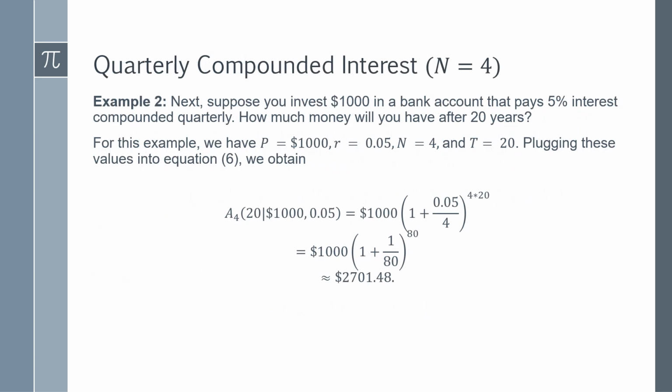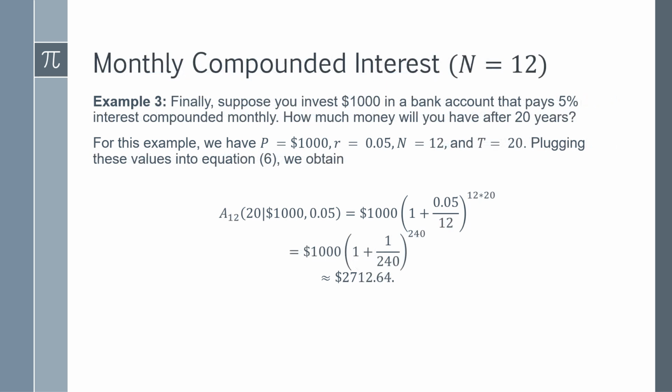So for our second example, suppose you invest $1,000 in a bank account that pays 5% interest compounded quarterly. How much money will you have after 20 years? For this example, we have P is $1,000, r is 0.05, n equals 4, and t equals 20. Plugging these values into equation 6, we obtain A sub 4 of 20 is 1,000 times 1 plus 0.05 over 4 to the power 4 times 20, which is 1,000 times 1 plus 0.0125 to the 80, which is $2,701.48.